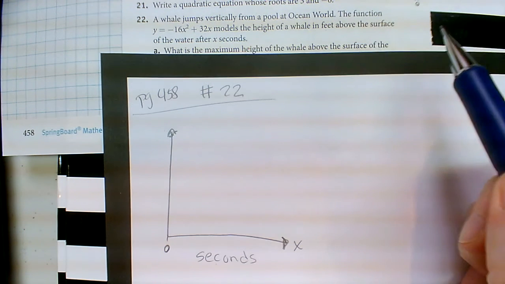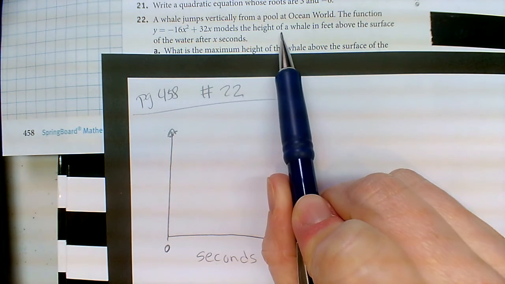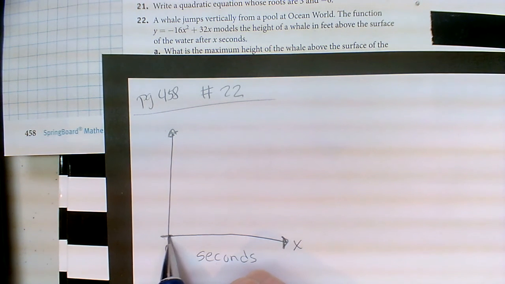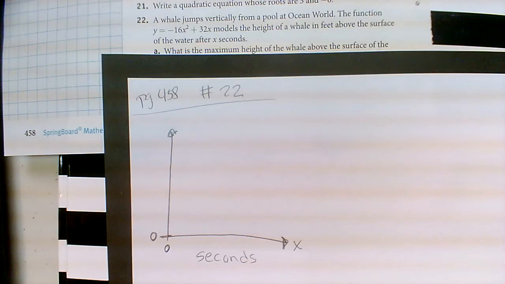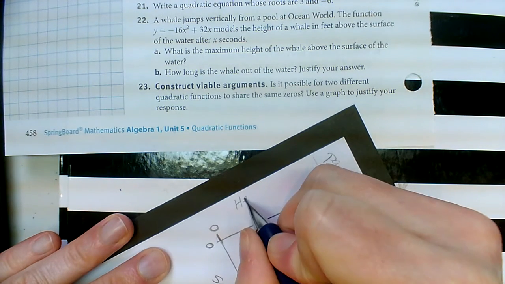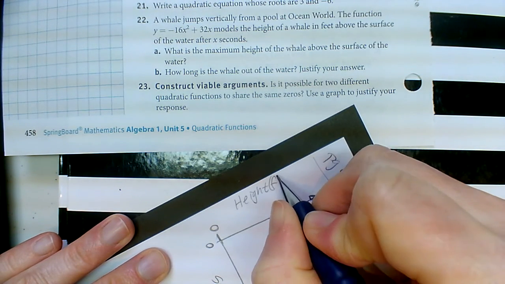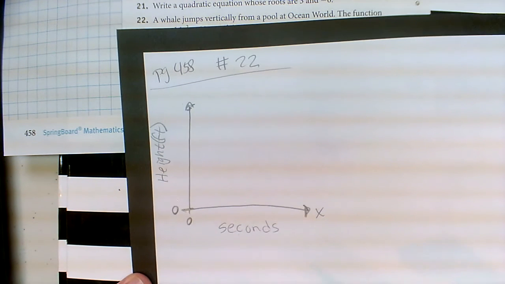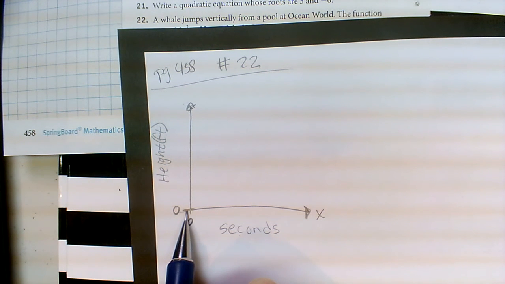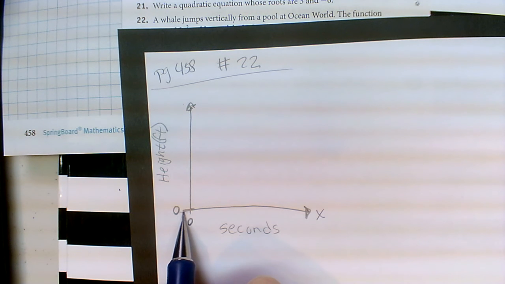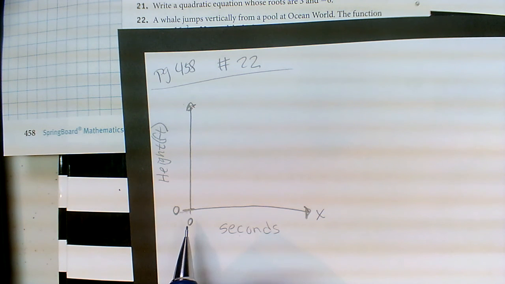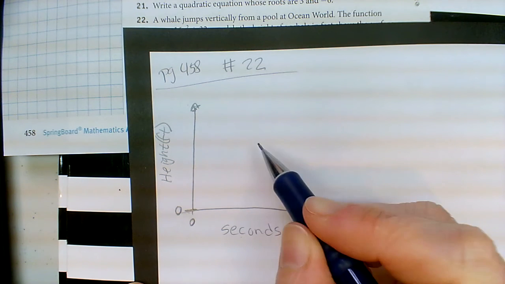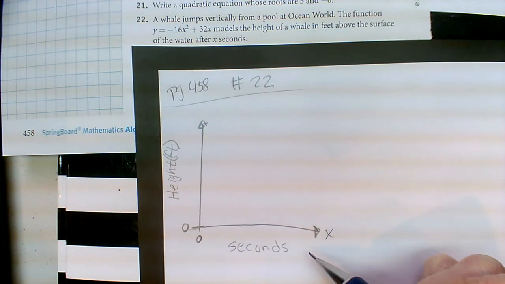And then it told us it's the height of the whale in feet above the surface of the water. All right, so by the way, right here on the y-axis, this is 0. That's the height. This is height in feet, okay, above the surface of the water. So if this is 0 feet right here, then that is the top of the pool of water, I guess is how you would say it. And this whale is literally defying gravity and jumping up and out of the water, okay? So that's what's going on.